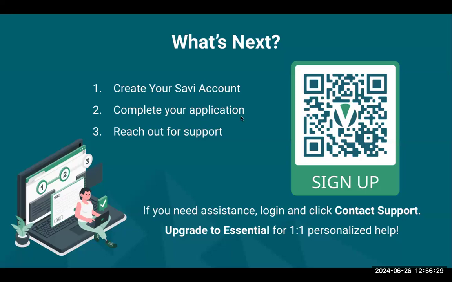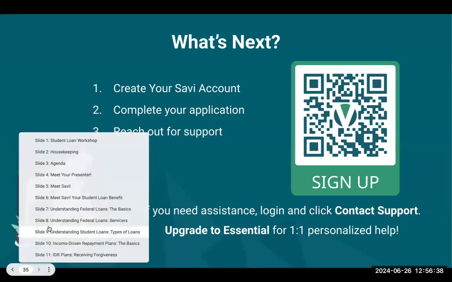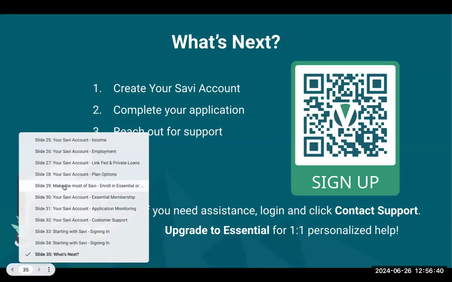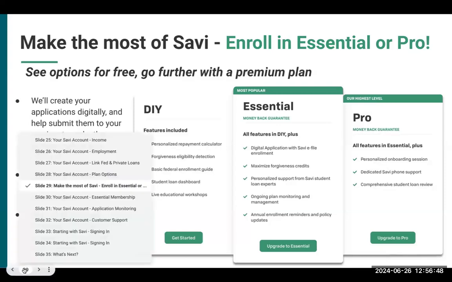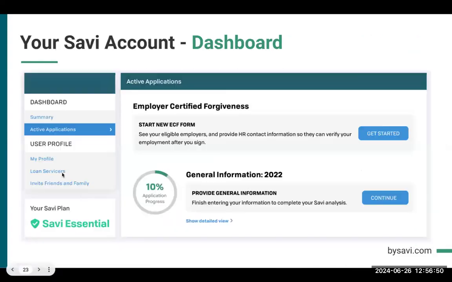Someone says, I chose the DIY, but I'd like to change. You can click select a plan from your Savvy dashboard to upgrade to Essential or Pro if you would like. Let me go back to that page for you. I don't have a picture of the button, but on the Savvy menu on the left-hand side, there's a button that says select a plan from your dashboard. Right here, you can click that and upgrade to one of our premium plans if you would like to do so.